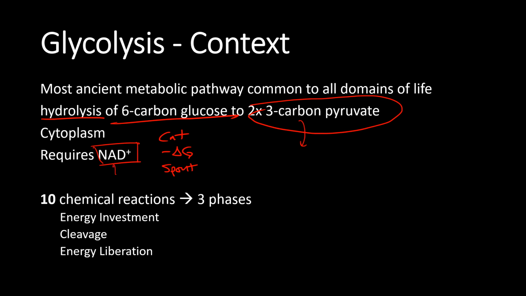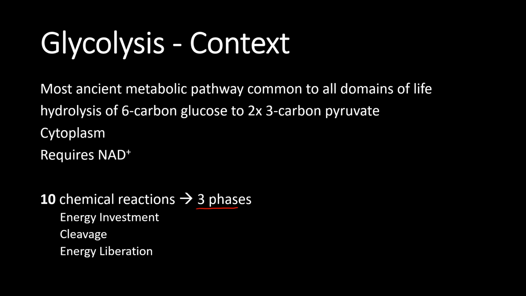The oxidized form of this molecule can then receive the energy from the glucose. And glycolysis is divided into 3 major phases, consisting of a total of 10 chemical reactions. You are not going to need to know the details of the 10 chemical reactions, but you do need to know the 3 phases and the concepts here.